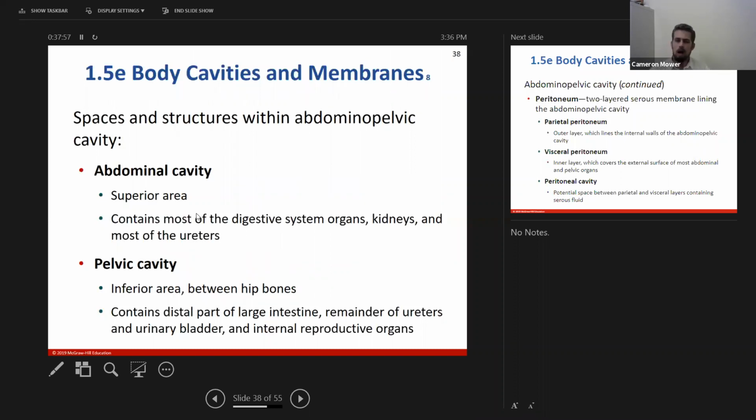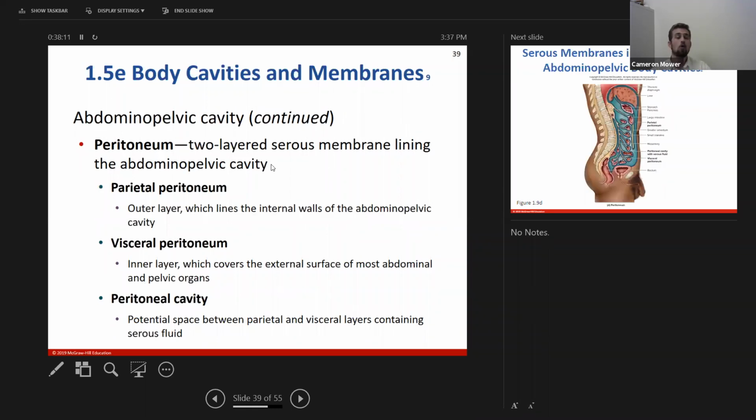So the abdominal cavity is superior to the pelvic cavity and contains your digestive system. Like I said, the pelvic cavity is inferior, in between the hip bones, and contains a little bit of your digestive system and then the reproductive system as well. We do have the same thing going on in here. We've got a serous membrane, the peritoneum. You've got a parietal peritoneum, a visceral peritoneum, and a peritoneal cavity.